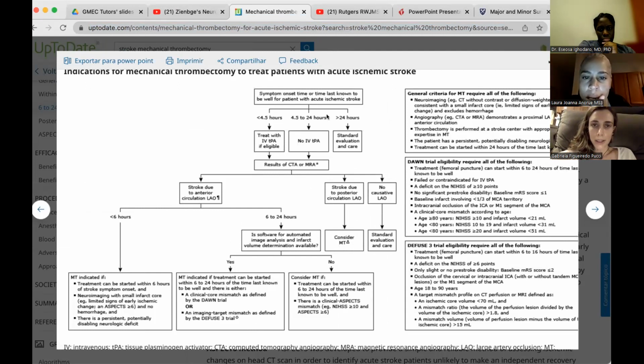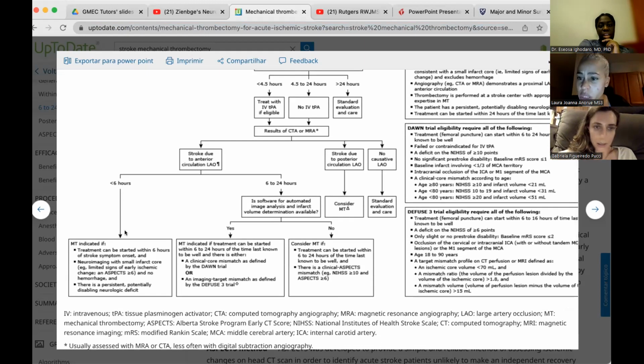So this person, I might be confusing the case, but I think this person arrived less than 4.5 hours, right? Yes. And then we did the outer place. It was anterior circulation. Oh, I thought it was MCA. Or was it ACA? Anterior circulation includes ACA and MCA and ICA. Okay, thank you. And they divide into posterior and anterior.